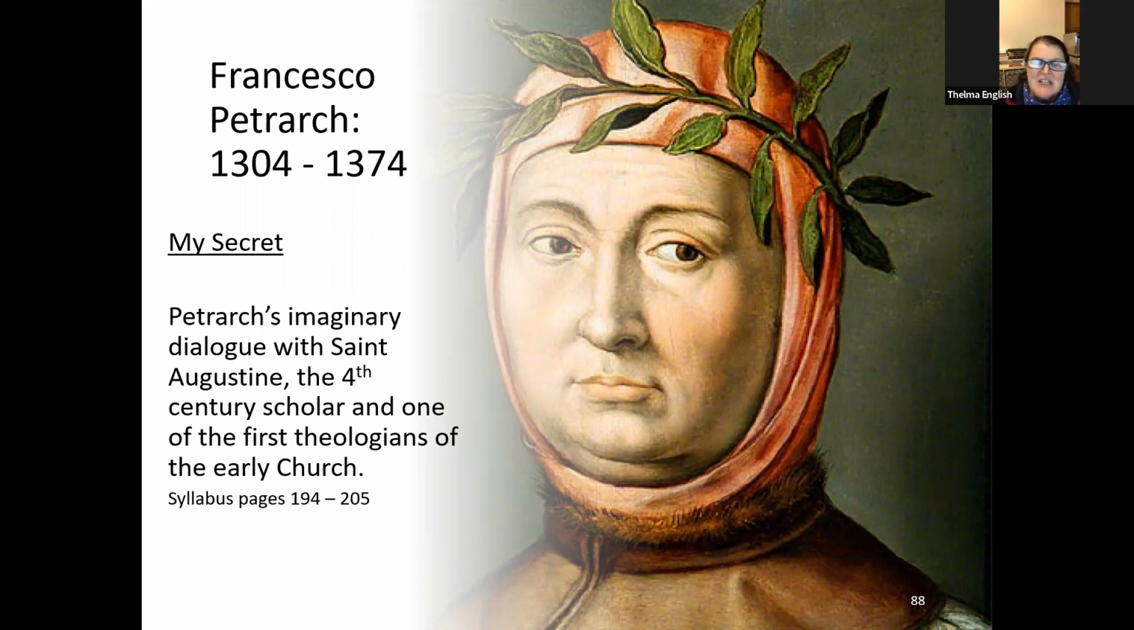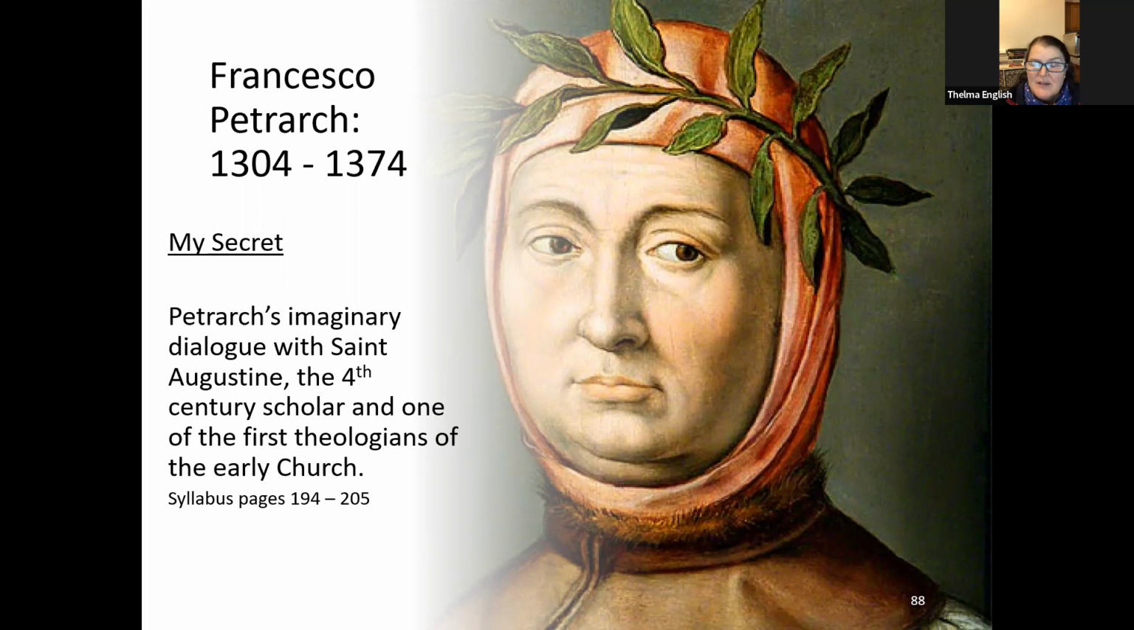And Petrarch is imagining that he's having a dialogue with St. Augustine, that 4th century scholar and one of the first theologians of the early church. It is Augustine in his On the Trinity, a longer essay, who describes the Trinity as one in substance, 3 in function. And I don't know that I've actually heard a better definition of the Trinity. So simply put, we're reading part of his My Secret.